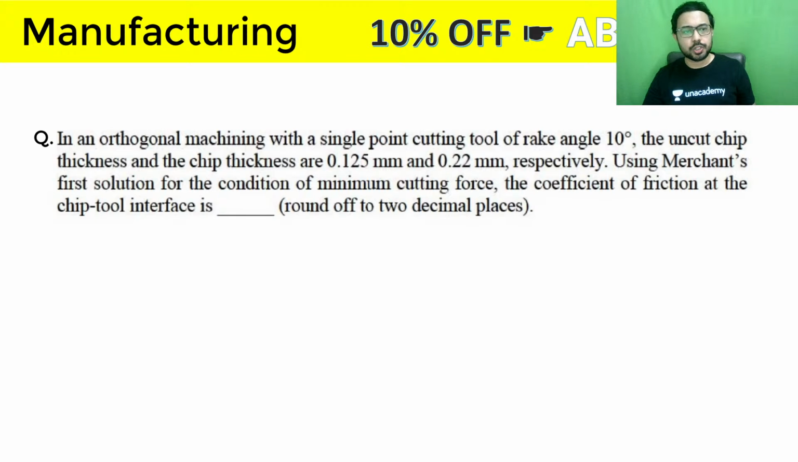So our first question is from the orthogonal machining topic. In this question it is given that in an orthogonal machining with a single point cutting tool of rake angle 10 degrees, uncut chip thickness and chip thickness are given in the question, and we have to use Merchant's first solution for the minimum cutting force condition.